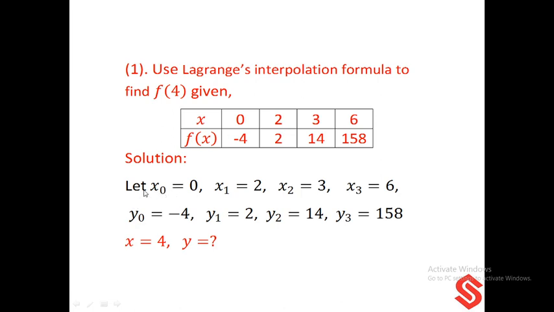So first let us write the given data as x0 = 0, x1 = 2, x2 = 3, x3 = 6, y0 = −4, y1 = 2, y2 = 14, y3 = 158. So we have to find y at x = 4.